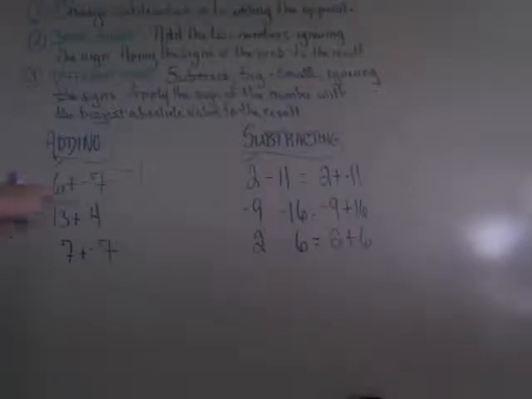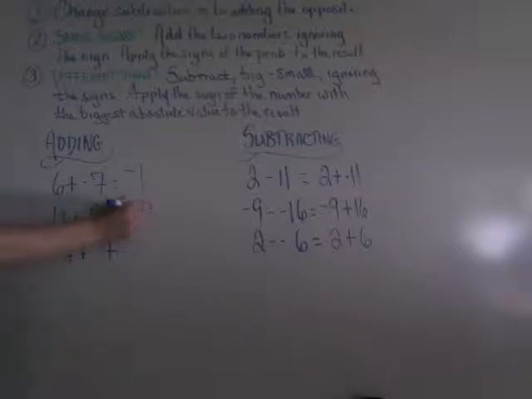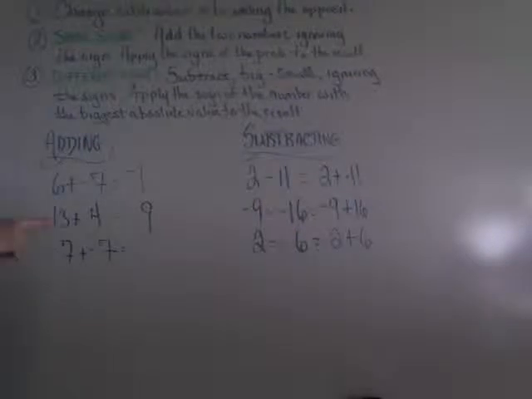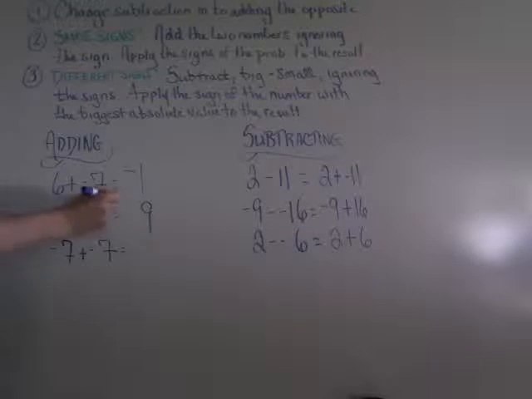The second question there says -13 plus 4. Again, we have different signs here, so I'm going to subtract. 13 minus 4 is going to change into 9. And then I'm going to look at these and say, which one has the greater absolute value? Well, -13 has the greater absolute value in that it's more jumps away from 0. Since it's negative, my answer must also be negative as well. So -9 is my solution.